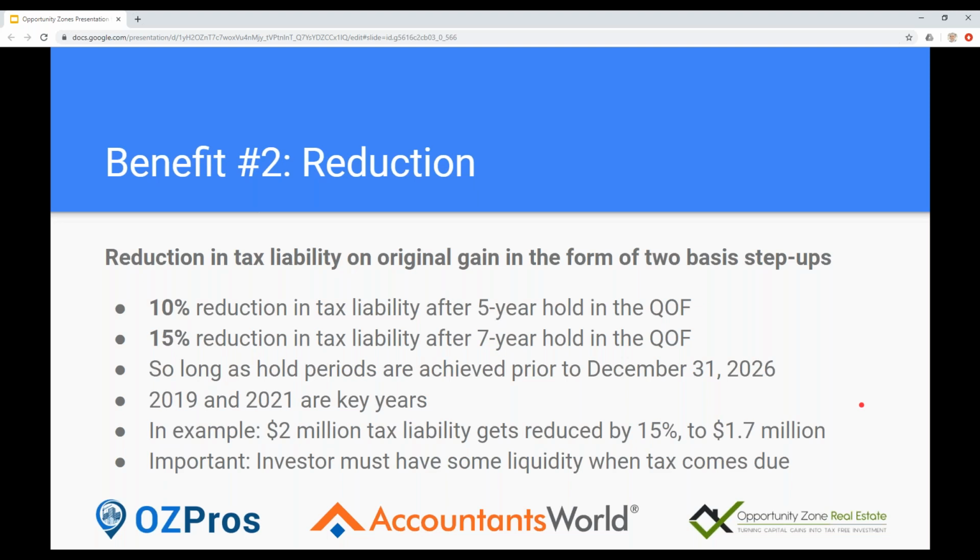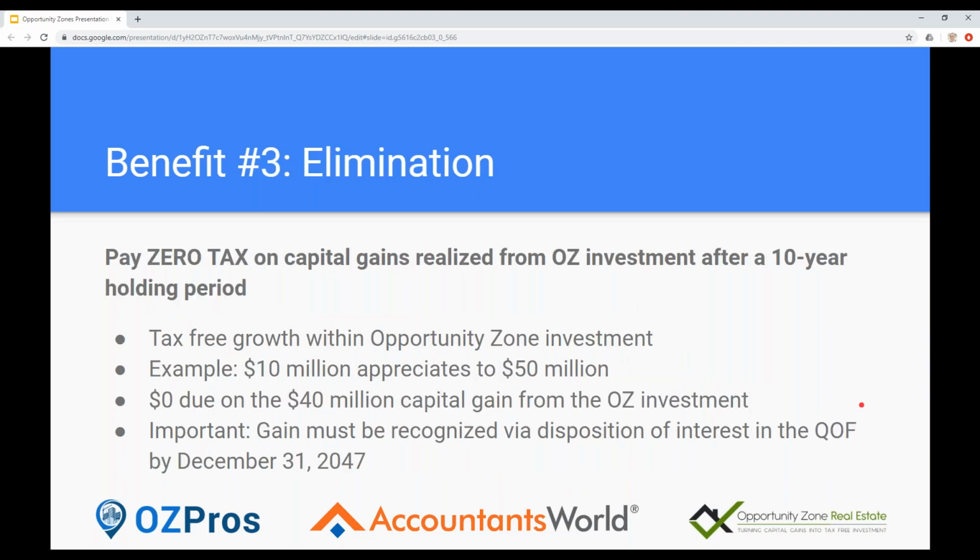But in our example, the $2 million tax liability essentially gets reduced by 15% on December 31, 2026. And now instead of a $2 million liability, it's $1.7 million. Again, I'm assuming that the tax rate remains 20%, and you need to keep in mind that may not be true. We don't know what the tax rate is going to be in 2026. And also, as I mentioned before, the investor should have some liquidity when that gain becomes due.